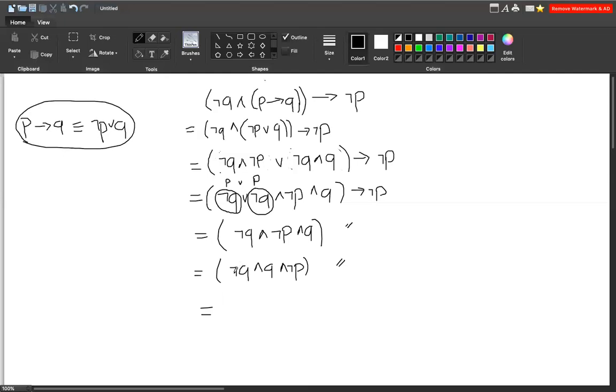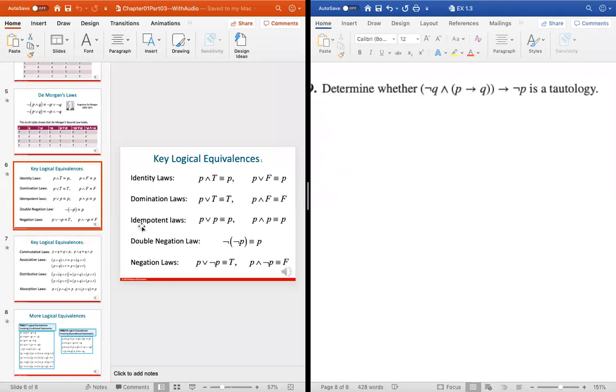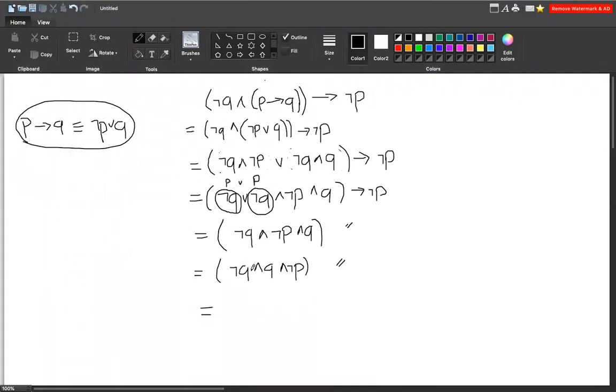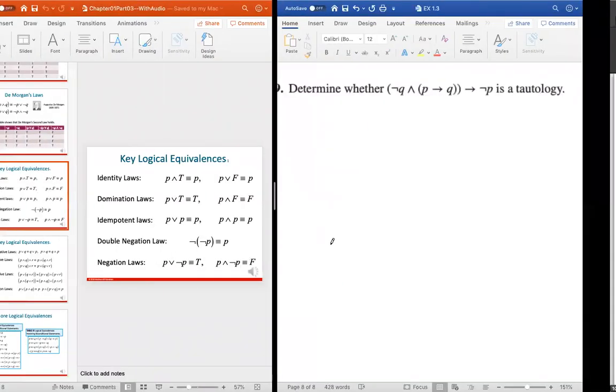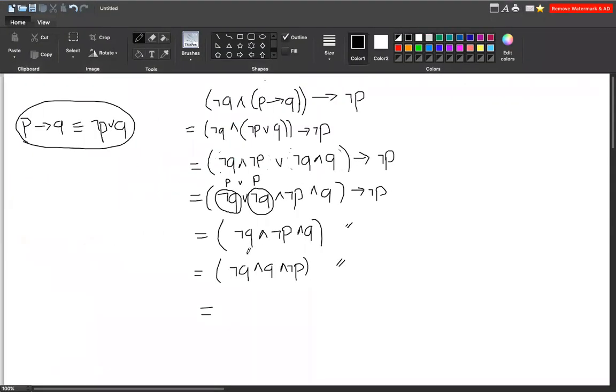So let's see which rule we can apply from here. When we have something and with the opposite of itself, it's false. So P and negation of P is false. So we can write this here as false, right?